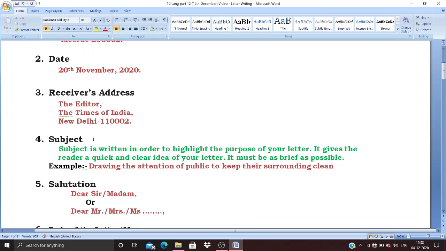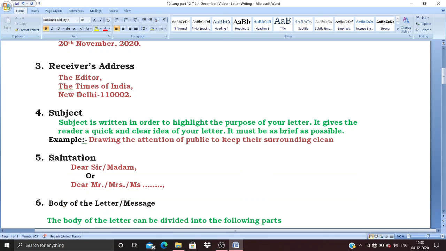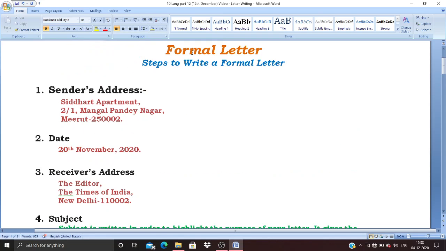Next, again one line gap. The receiver's address, remember it is a formal letter. This is the address of the one who is writing. You are writing your address. Never write your name on the top of it. You write only the name of your house or locality or the house number, etc.